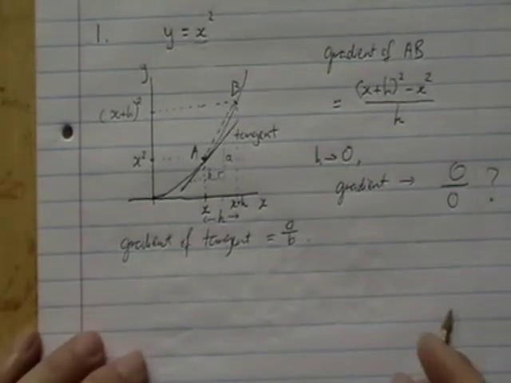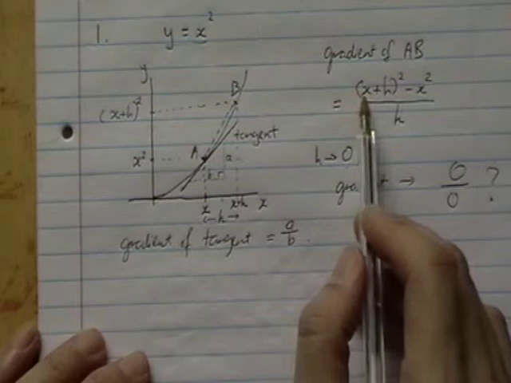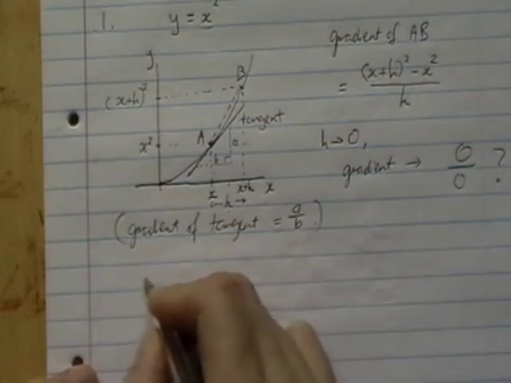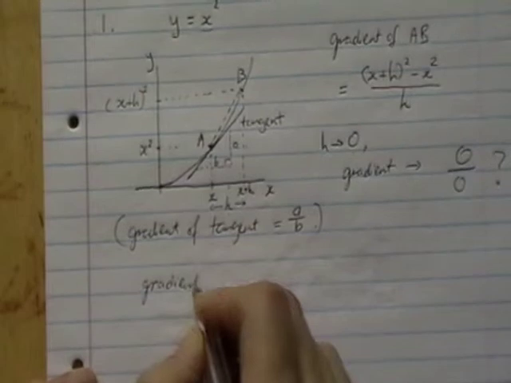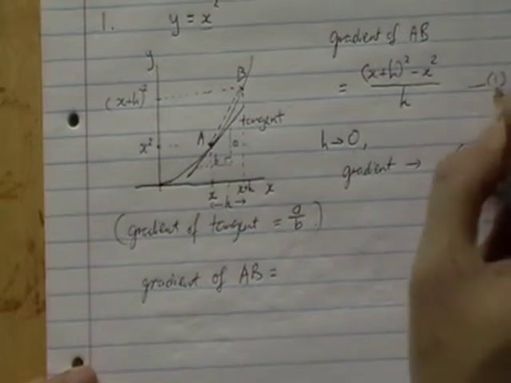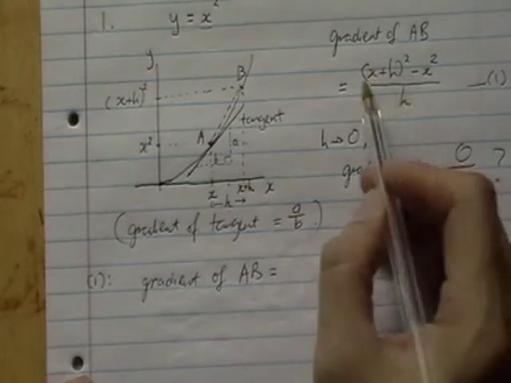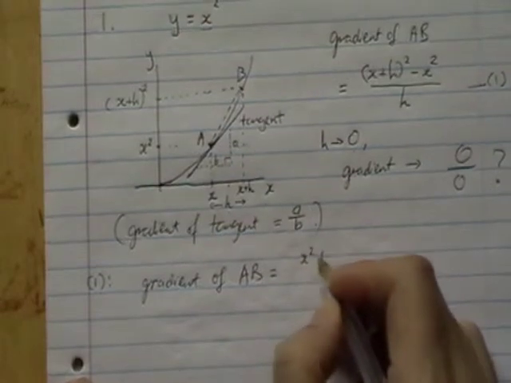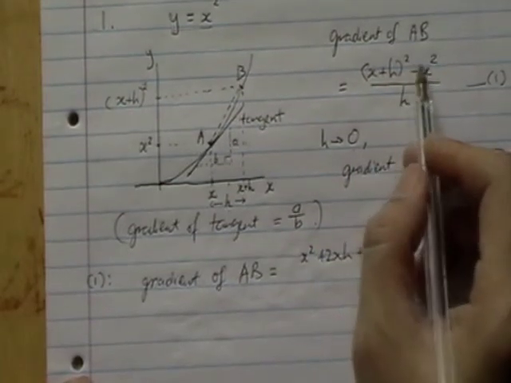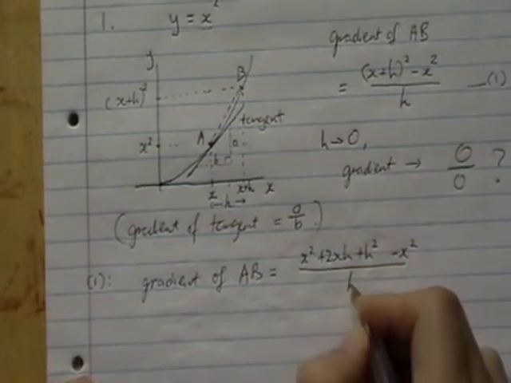And actually, there is another way. Let me start by simplifying this. I'll write it down here again. So the gradient of AB, I'll call that equation 1. So this follows from equation 1. I am going to expand this. That gives x squared plus 2xh plus h squared coming from there. And I have minus x squared over the h here.